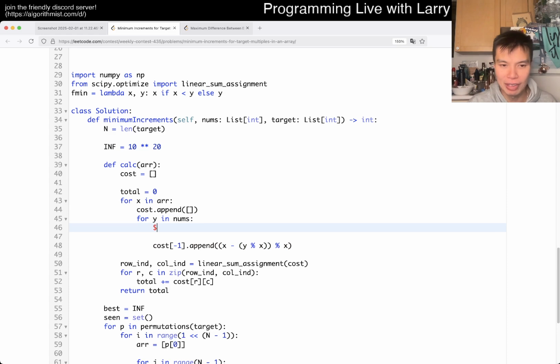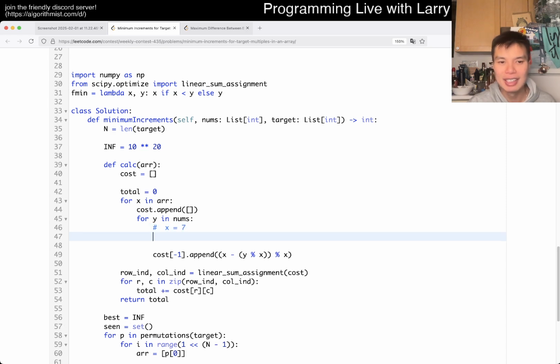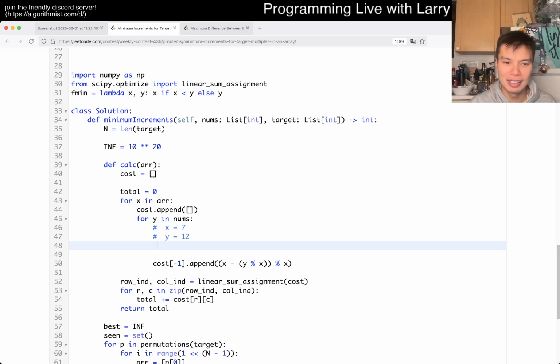For example, if x is, say, 7 and y is, say, 12, then 12 mod 7 is 5. That's the leftover when you do it. So then to get to the next multiple, you just subtract that from 7, right, to get 2. So that means that to get from 12 to 14, you add 2 and you get it to 0. That's basically the idea for this formula.